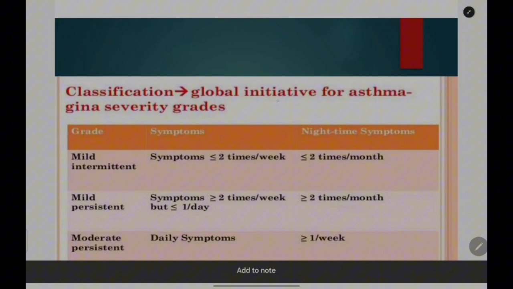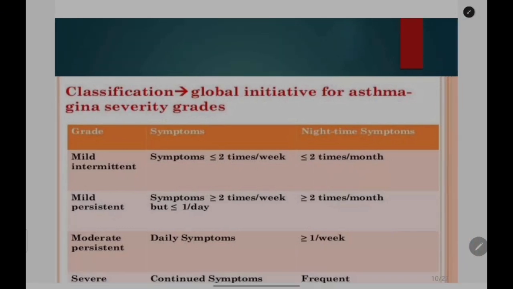Classification: Global Initiative for Asthma severity grades. Mild intermittent grade: symptoms are seen less than or equal to 2 times per week. Nighttime symptoms are seen less than or equal to 2 times per month. Mild persistent grade: symptoms are seen more than 2 times per week but less than or equal to 1 time per day. Night symptoms are seen more than 2 times per month. Moderate persistent grade: symptoms are seen daily. Nighttime symptoms are seen more than or equal to 1 per week. In severe grade, continual symptoms, and nighttime symptoms are frequent.